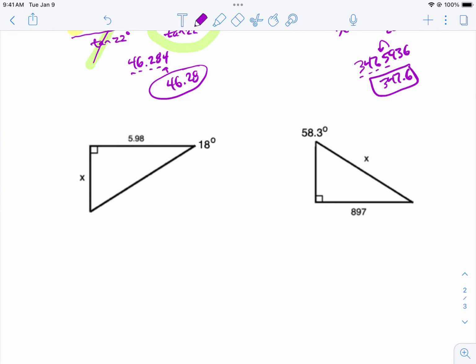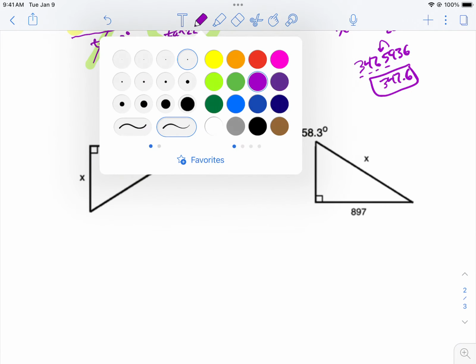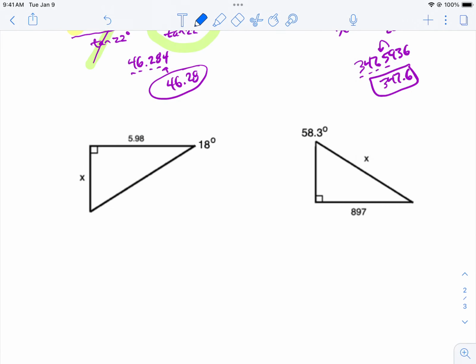You want to try these last 2 yourself while I try to cough. Pardon me. Try these 2 yourself. You can pause. Too bad I can't. But you can pause and try these and then come back and see how you did.